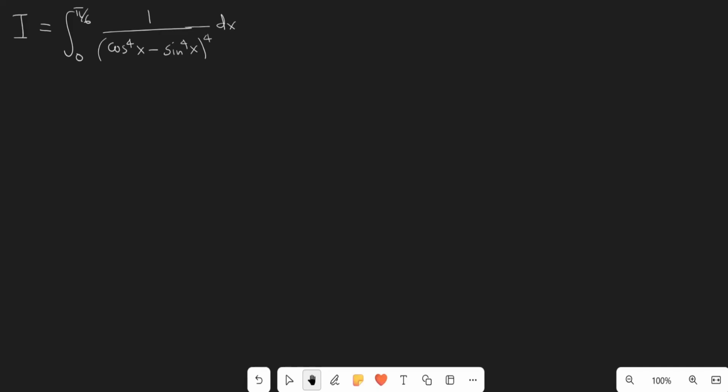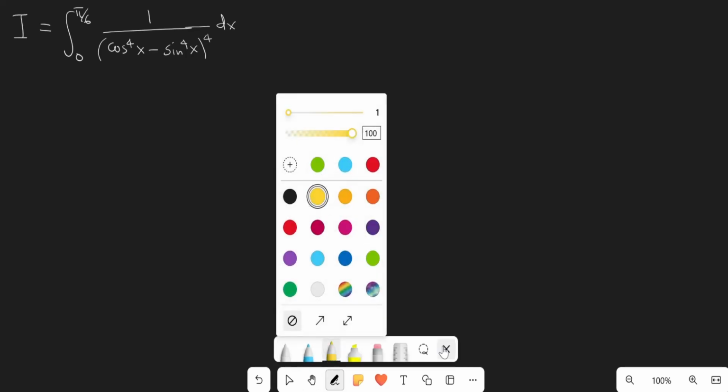In this video, we look at this integral, the integral from 0 to pi over 6 of 1, all divided by the cosine to the 4th power of x minus sine to the 4th power of x, all raised to the power of 4. Before we proceed with the video, we have to look at this integrand again.